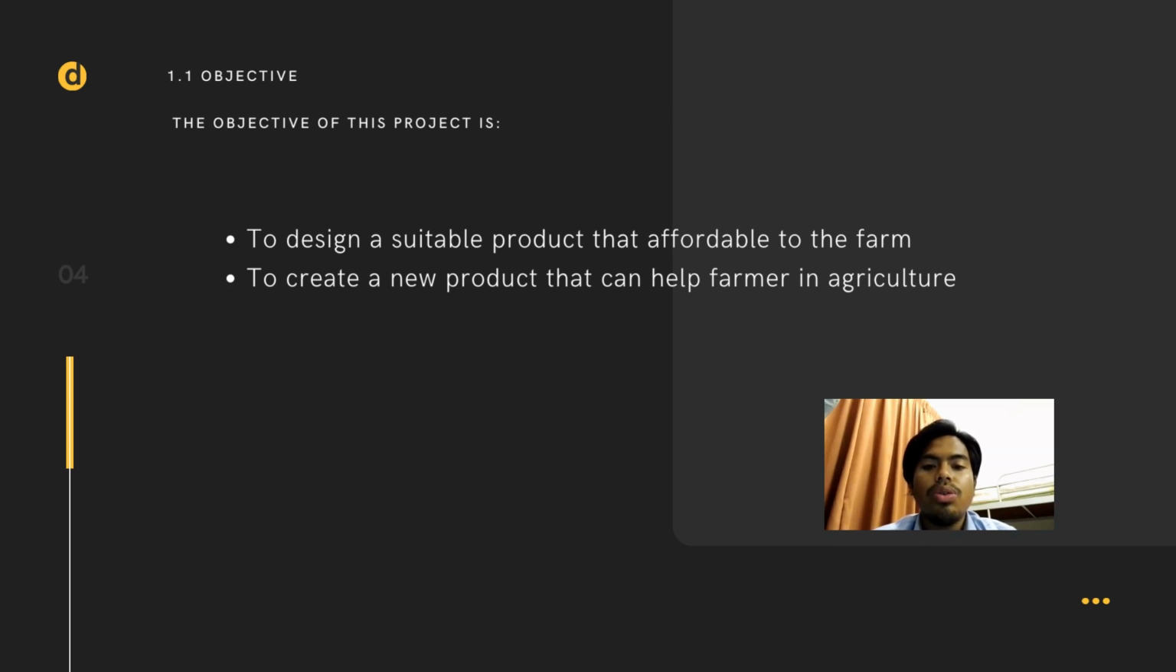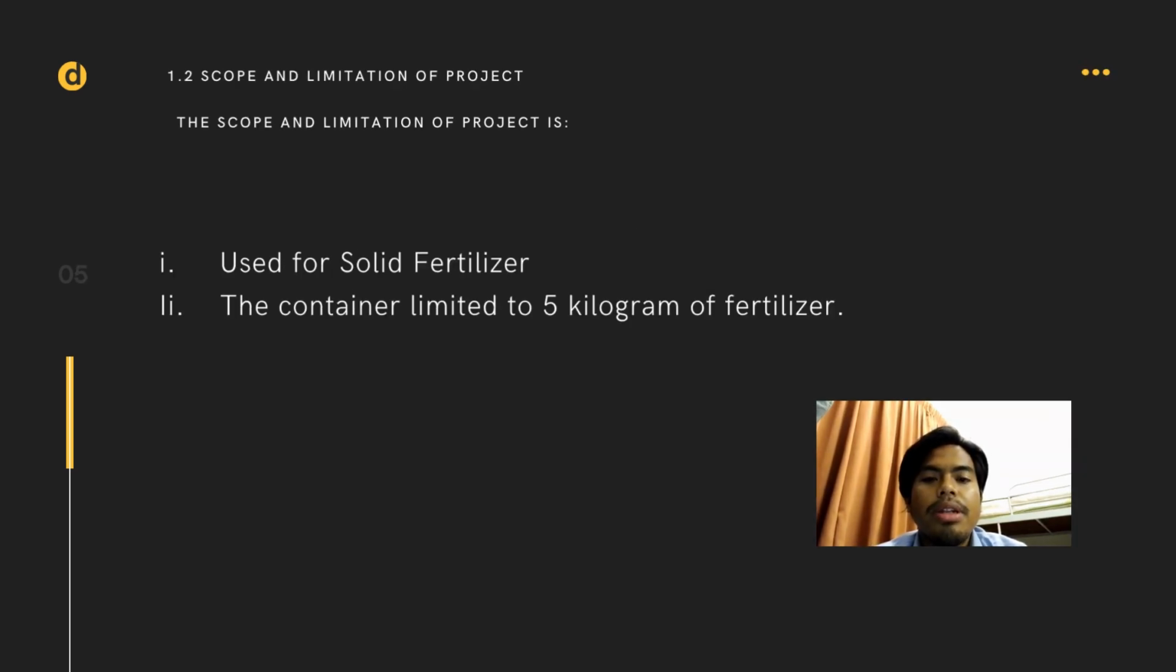Okay, today I want to explain about the objective. The objective of the project is to design a stable product that is affordable to the farmer, to create a new product that can help farmers in agriculture. Next, the scope and limitation of this project. First, it is used for solid fertilizer. Second, the container is limited to 5 kg of fertilizer.